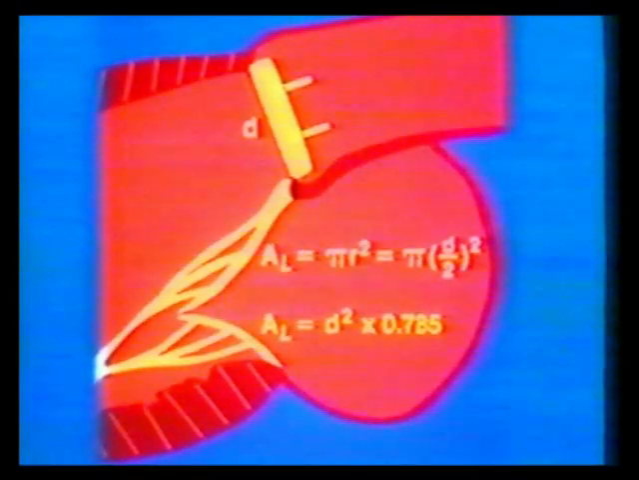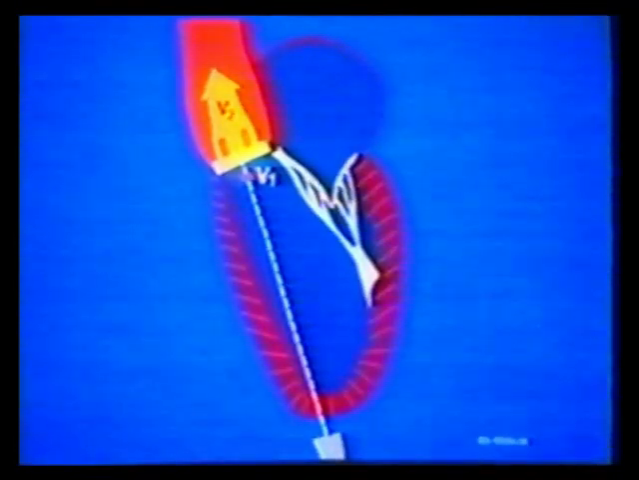Once the LVOT diameter has been measured, we square it and multiply by the constant 0.785 to obtain the LVOT area. After calculating the LVOT area, we need to obtain the time-velocity integral of flow through the outflow tract. For this, we use the apical long axis orientation and position the sample volume in the outflow tract just below the aortic prosthesis.